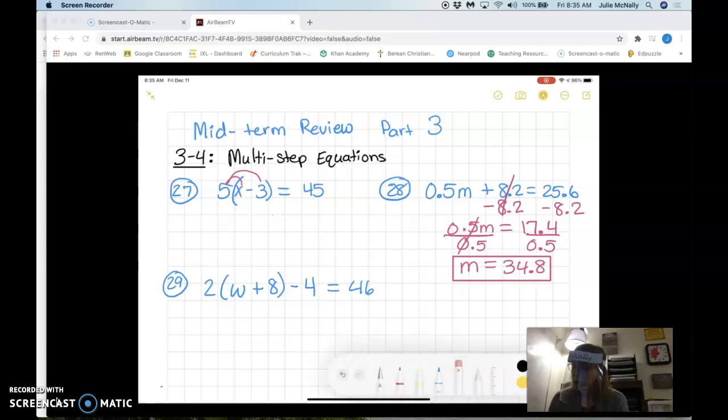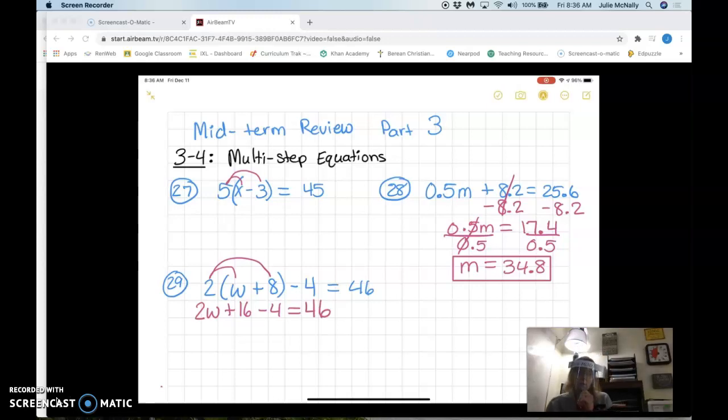Okay. So on 29, what do I do first? You distribute the 2. Good. Then I'm going to bring everything else down. Now what? Then you're going to combine like terms. What am I combining? You're combining the 16 and the minus 4. Right, 12. Very good.